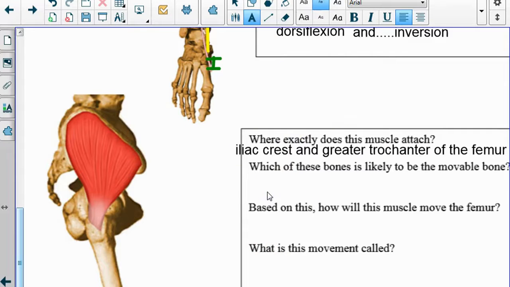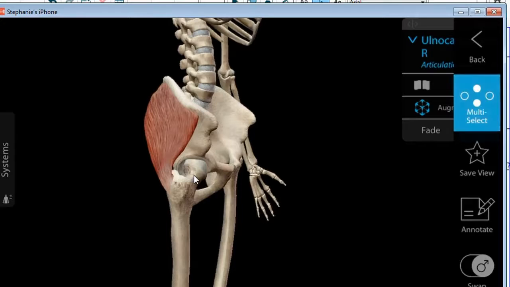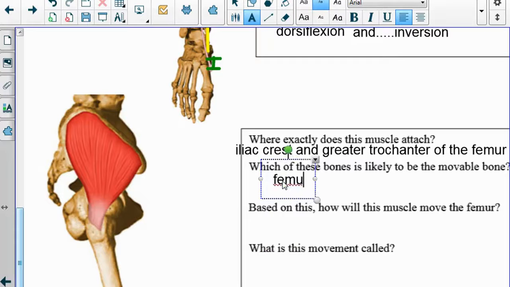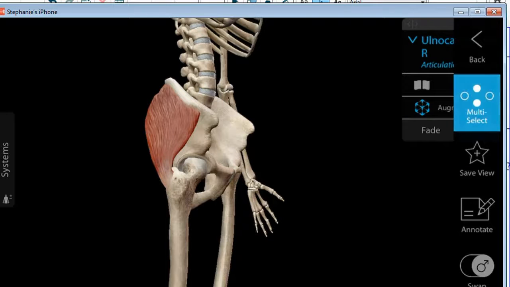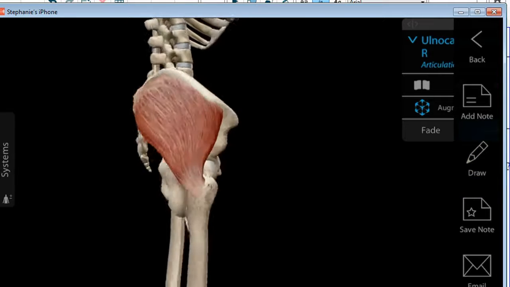Which of these bones is likely to be the movable bone? Well, our ilium does not move. Essentially, it's locked in place. It's our pelvis, our pelvic girdle. And so the moving side is going to be the femur. And so the next question really is, how will this move the femur? If we were to cause the pulling effect that we know, here's the O, here's the I, and if I draw an I to O, how is that going to move the leg?